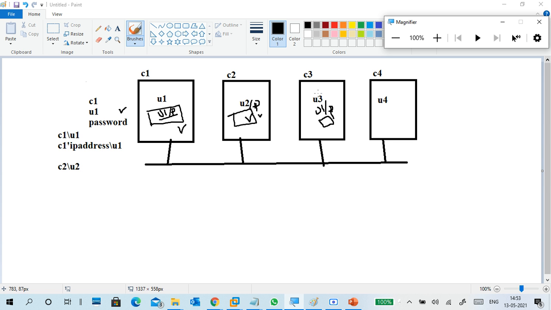When you are accessing a different PC through the network, we have to give the PC name and username, and then the password. We did this part already in shared folder access, and instead of using a name, we can use an IP address. This is important: C1\U1 means C1 is the computer and U1 is the account on it. If you give U1's password, you get authenticated. So this is the first point of workgroup.